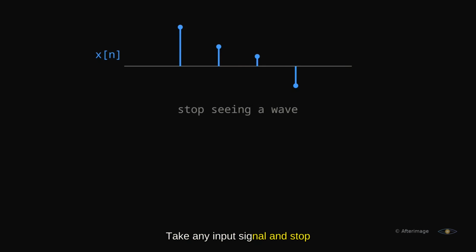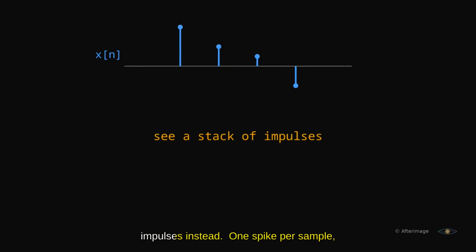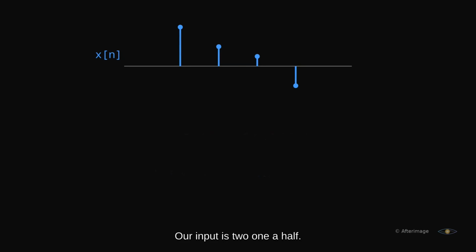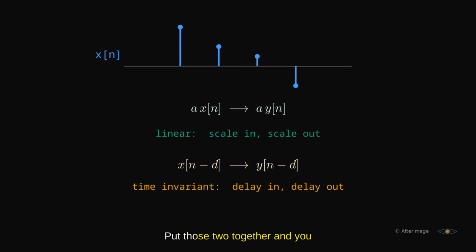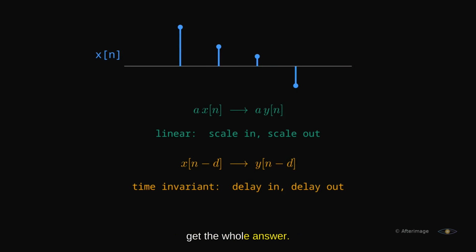Take any input signal and stop seeing it as a wave. See it as a stack of impulses instead. One spike per sample, each with its own height. Our input is 2, 1, a half, minus 1. That's 4 spikes. The system is linear, so scaling the input scales the output. And it's time invariant, so delaying the input just delays the output. Put those two together, and you get the whole answer.